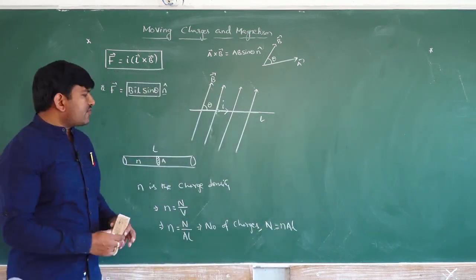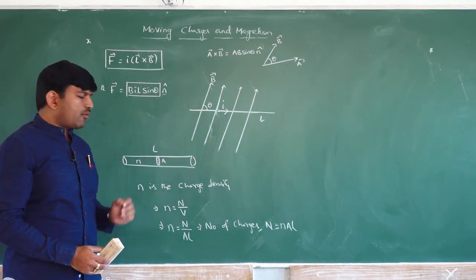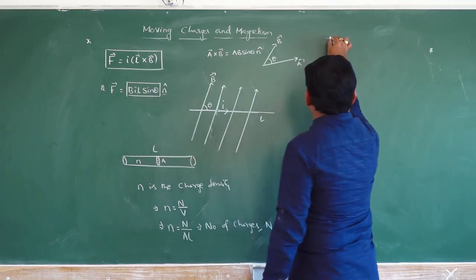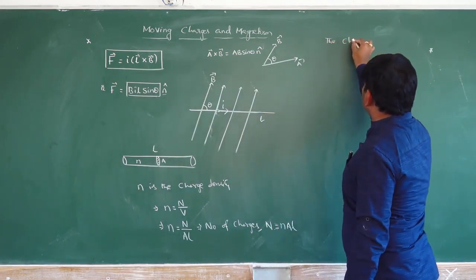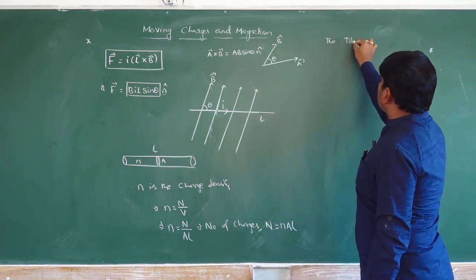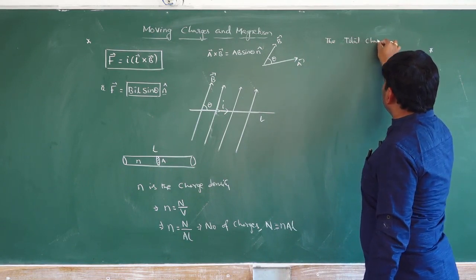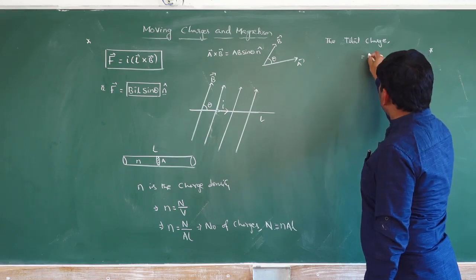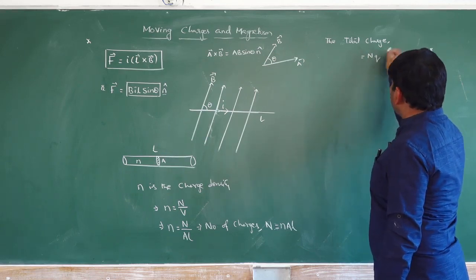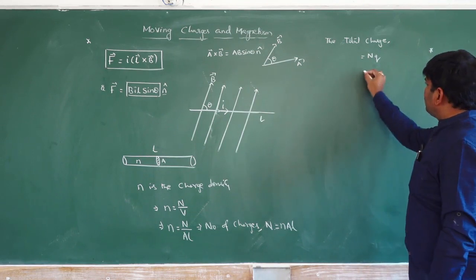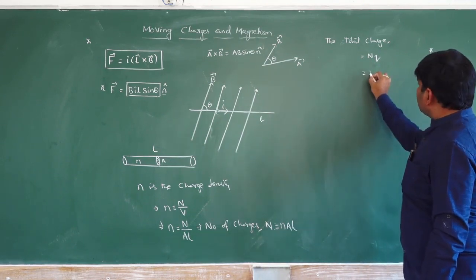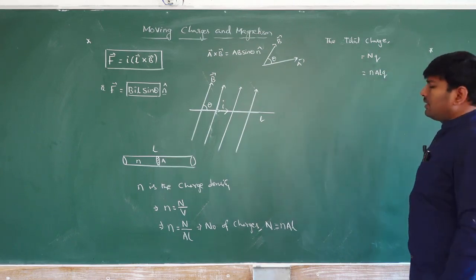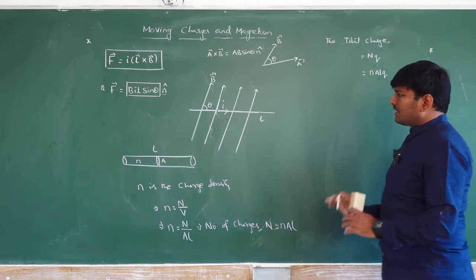Now, if the charge on each one is small q, then what is the total charge of capital N number of charges? The total charge is equal to number of charges into charge on each particle, which is equal to small n into A into L into q. This is the total charge inside the conductor.